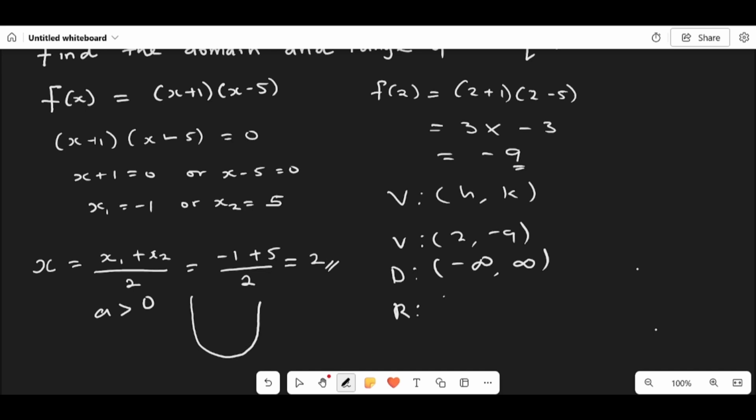[k, ∞), and our k here is -9, so that the range of the given quadratic function is [-9, ∞). This square bracket simply means that our -9 is inclusive.